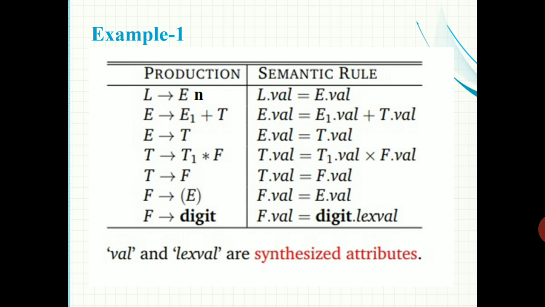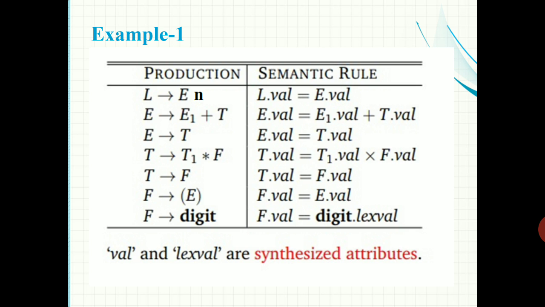First we are going to see one example: L produces E n, then E produces E1 plus T, then E produces T, and T produces T1 star F, and T produces F, and F produces opening bracket E closing bracket. Then F produces digit. You can also see the semantic rules associated with these productions. Here there are two attributes, val and lexval. So we are going to test which type of attributes these are.